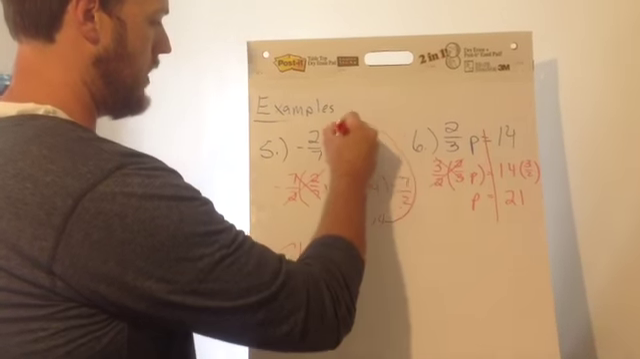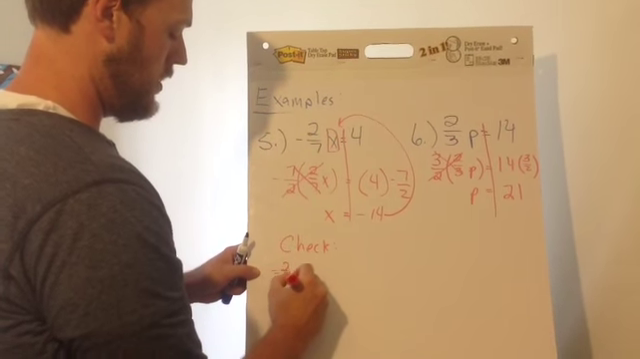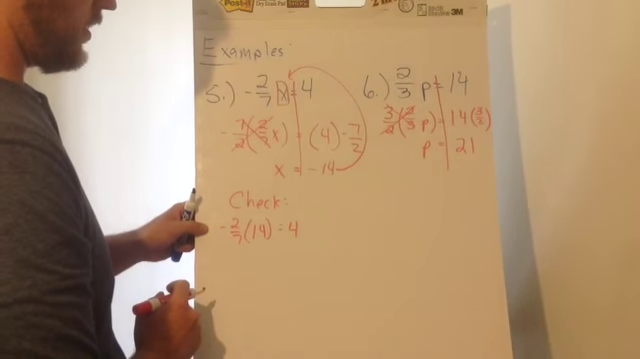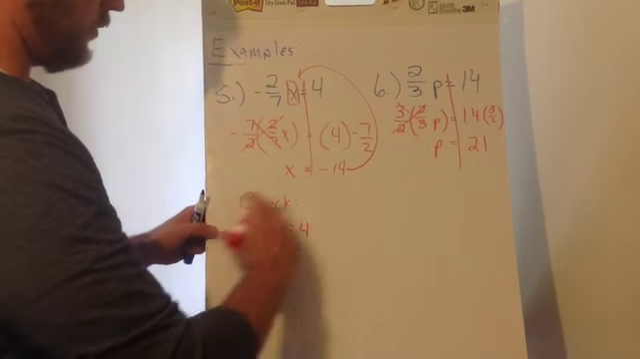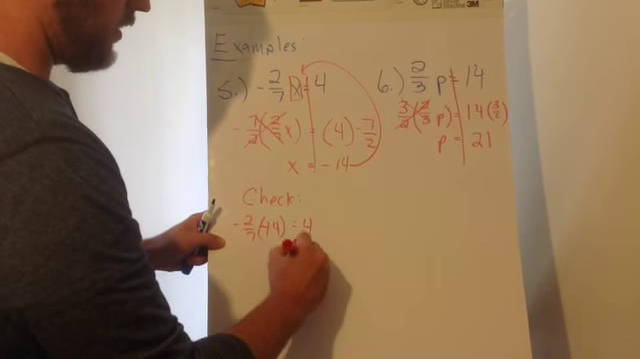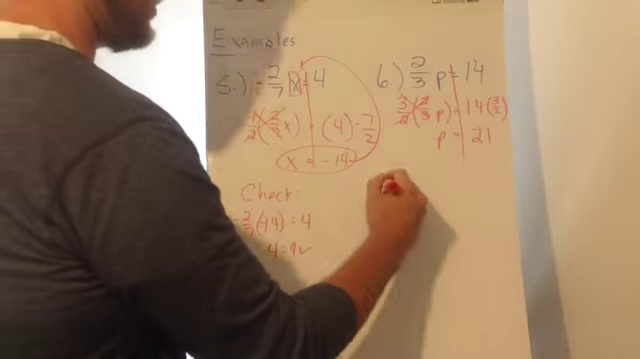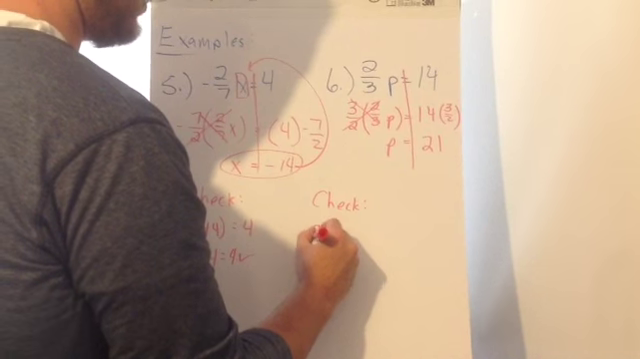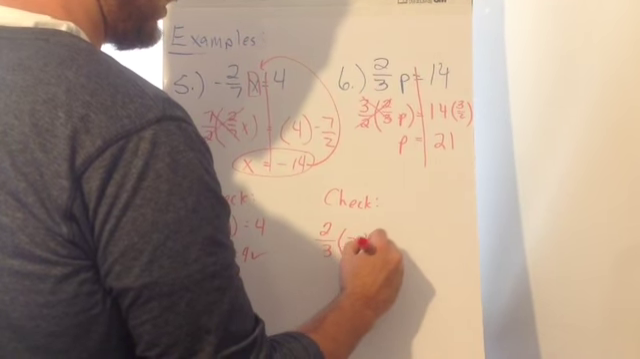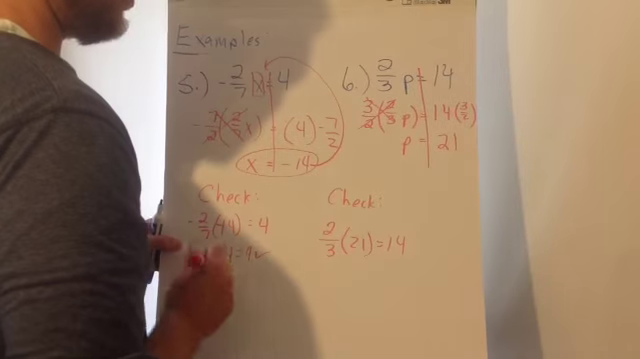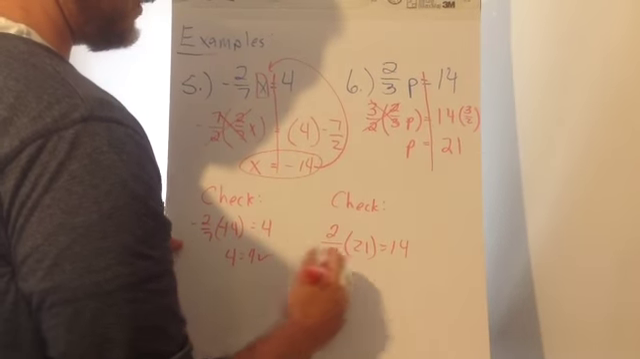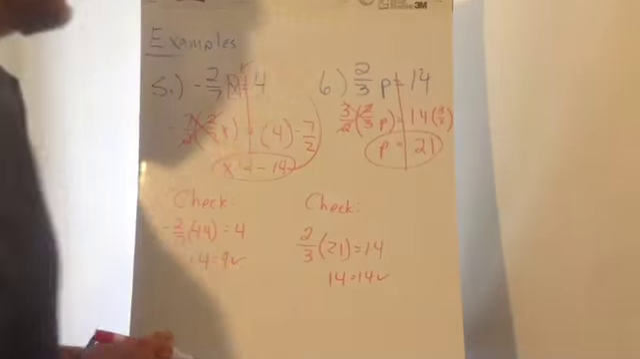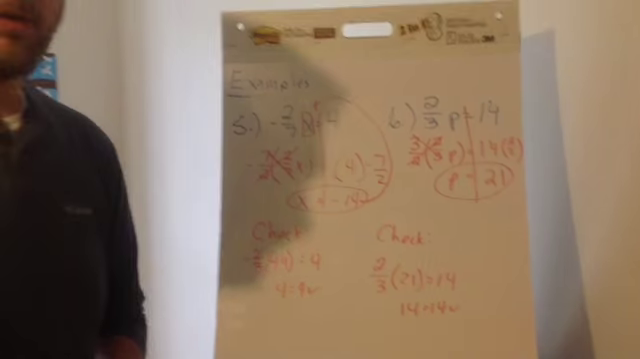So we plug in our negative 14 back up here. So negative 2. Alright, once you get all that multiplied out, 4 equals 4, and that checks. And same thing over here. You plug the 21 in, so 2/3 times 21 equals 14. So 2 times 21 is 42. 42 divided by 3 is 14. And that's what we're looking for, so that's a good solution. So this right here is how you do one-step equations.